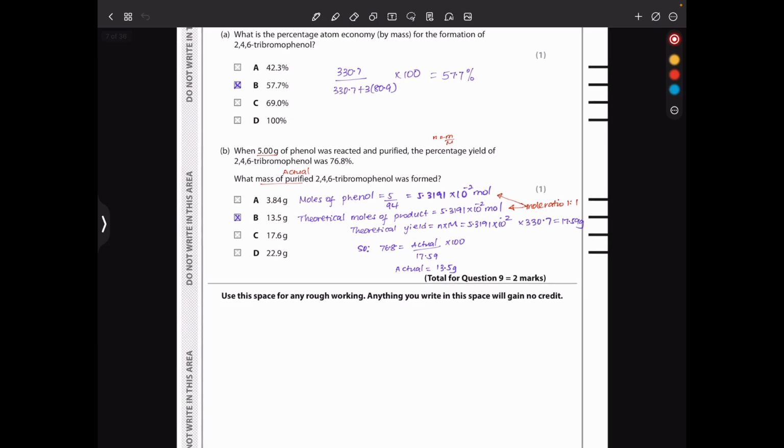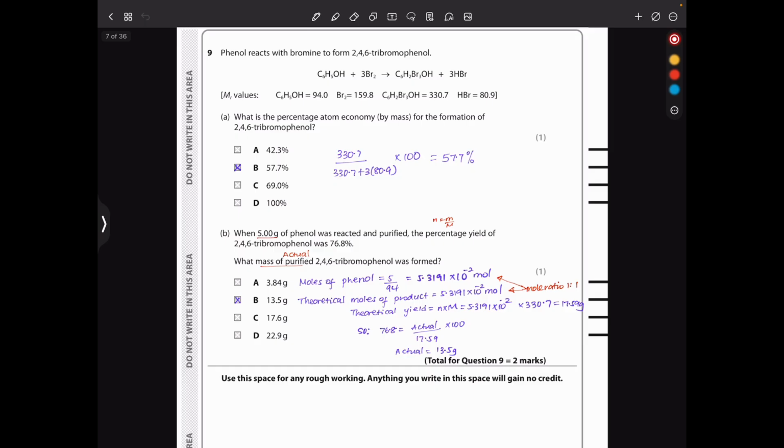Then in part B, they say when 5 grams of phenol was reacted and purified, the percentage yield of 2,4,6-tribromophenol was 76.8%. What mass of purified 2,4,6-tribromophenol was formed? So here they're looking for the actual yield, given the percentage yield. I began by finding the moles of phenol because we're given the mass, so moles should be the mass divided by the molar mass. The molar mass was given here, which is 94.